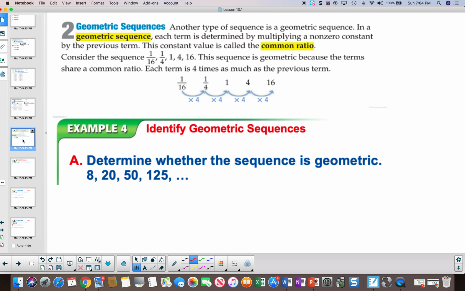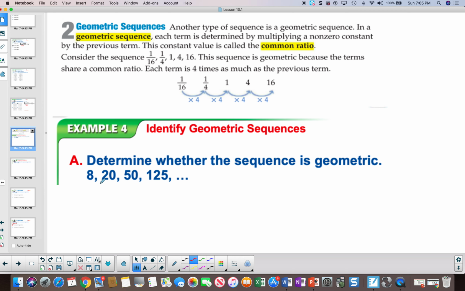Let's take a look at another kind of sequence, and it's called a geometric sequence. Each term is determined by multiplying a non-zero constant by the previous term. This constant value that you're multiplying is called a common ratio. Let's look at this sequence, 1/16, 1/4, 1, 4, 16. And it looks like we're multiplying by 4. To go from 4 to 16, we're multiplying by 4. From 1 to 4, multiplying by 4. 1/4 to 1, multiplying by 4. 1/16 to 1/4, multiplying by 4.